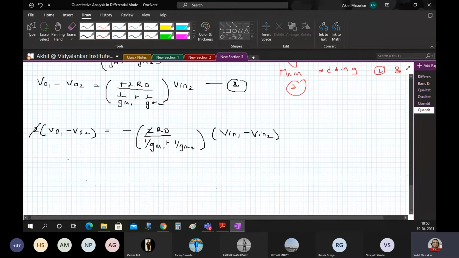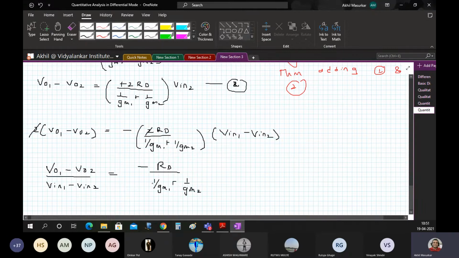and what we are left with is V01 minus V02 upon V in 1 minus V in 2 is minus of RD upon 1 over GM1 plus 1 over GM2. 1 over GM1 plus 1 over GM2. So this is what we are left with.